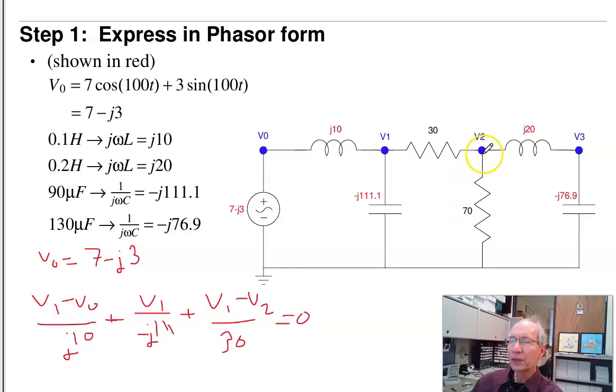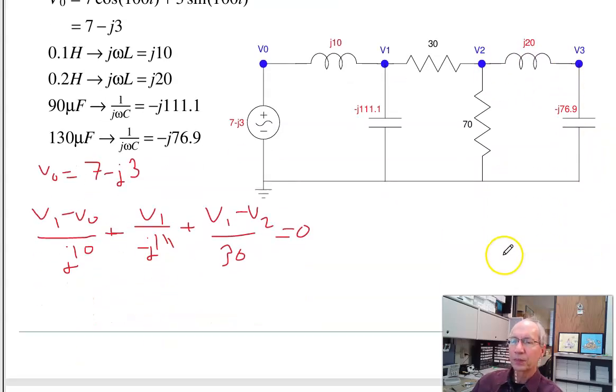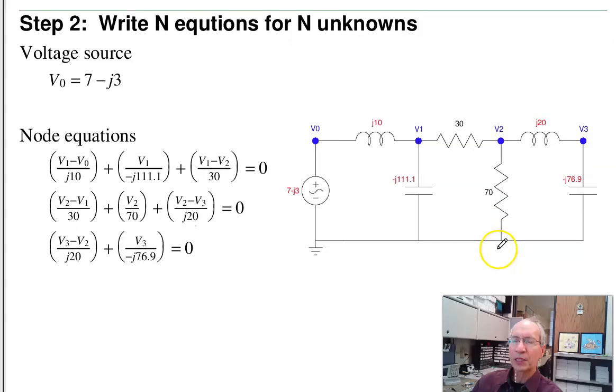Write the node equation at V2, the current left, down, and right equals 0. Node 3, current left, down equals 0. So exactly the same thing we did back at DC, only now I've got complex numbers.